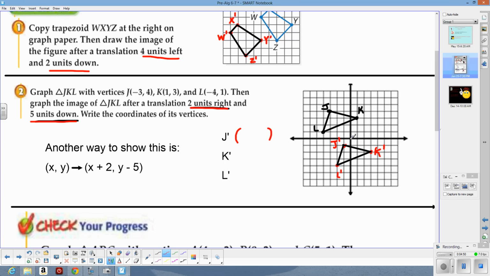So J prime is at (-1, -1). K prime is at (3, -2).